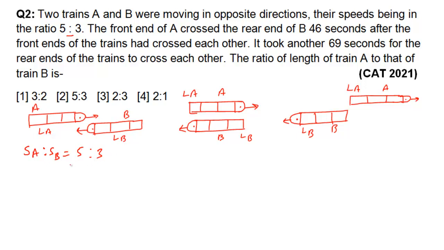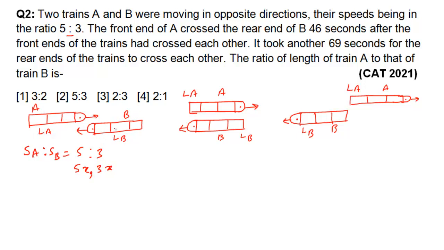So we can assume 5x and 3x. What we see here is that since both the trains are moving in opposite directions, we can assume that train B is stationary and train A is moving with a speed 8x. The relative speed of train A with respect to train B is 8x.